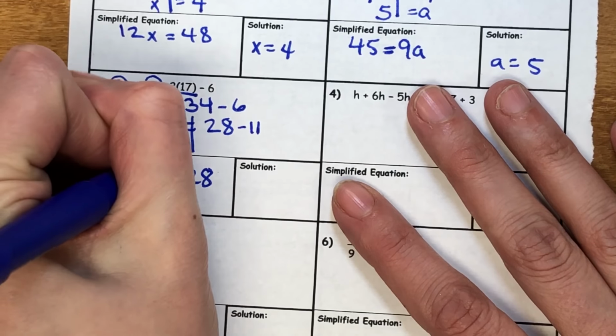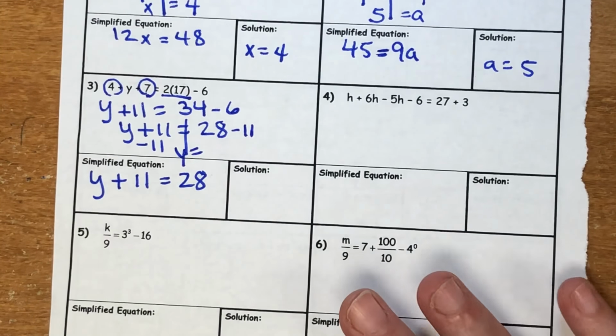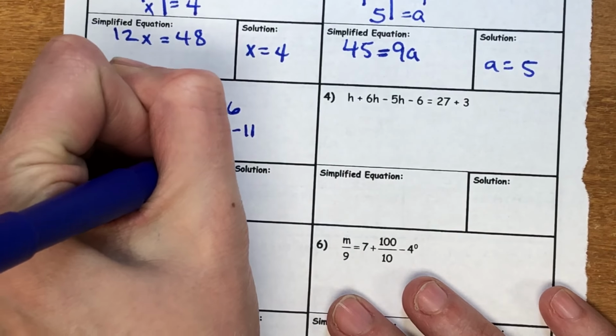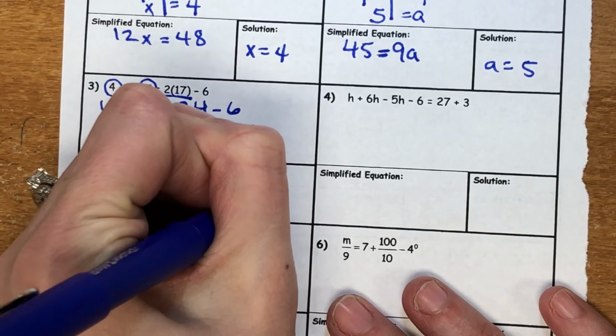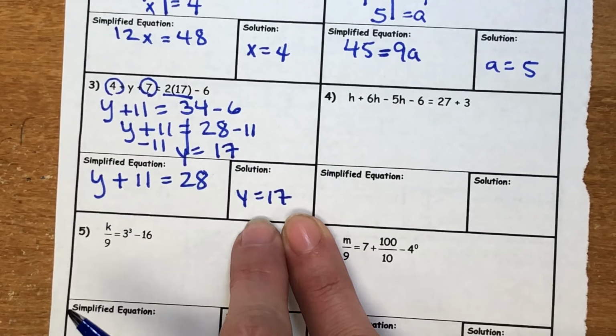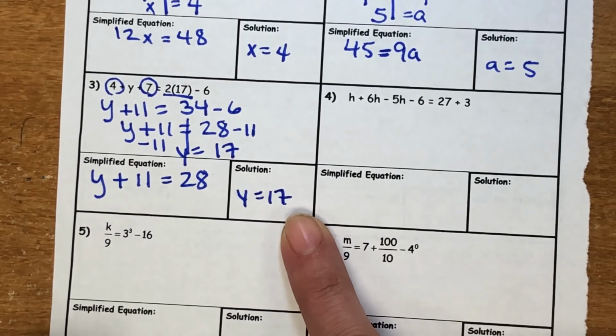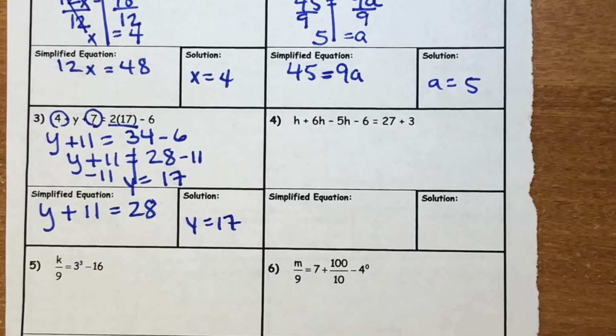So I have y equals 28 minus 11, which gives me 17. Okay? So my solution is y equals 17. I can go ahead and plug that back in. 17 plus 11 is 28, and it checks. Okay? Let's take a look at number 4.